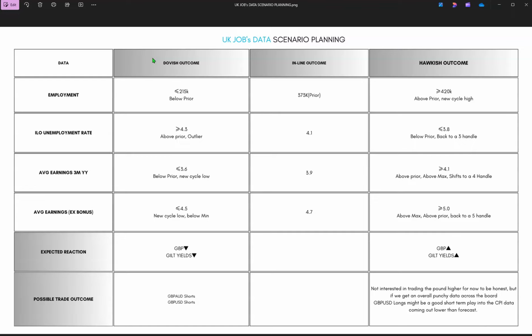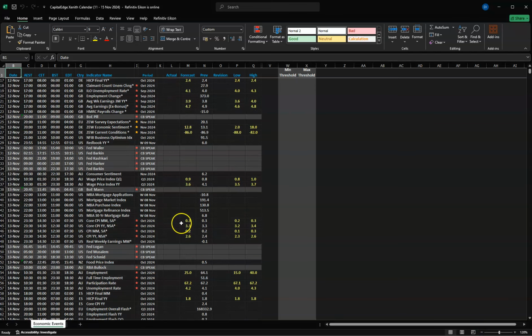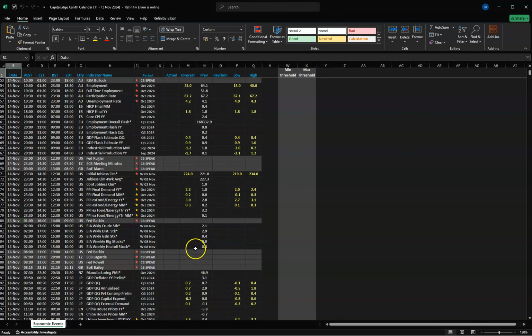Markets are expecting them to hold rates for their next rates decision. But we have Aussie jobs data coming out this week. And something pretty interesting is markets are expecting a huge deceleration on the employment number.